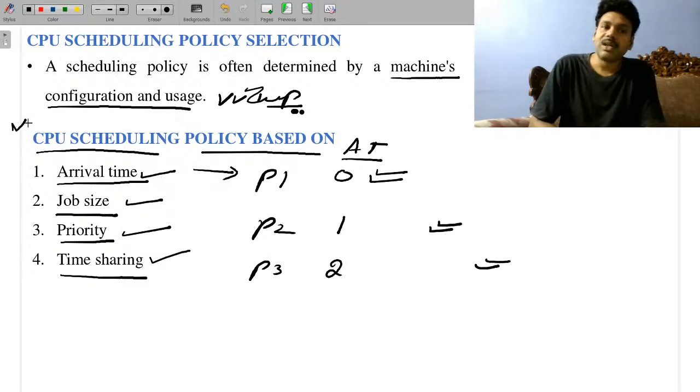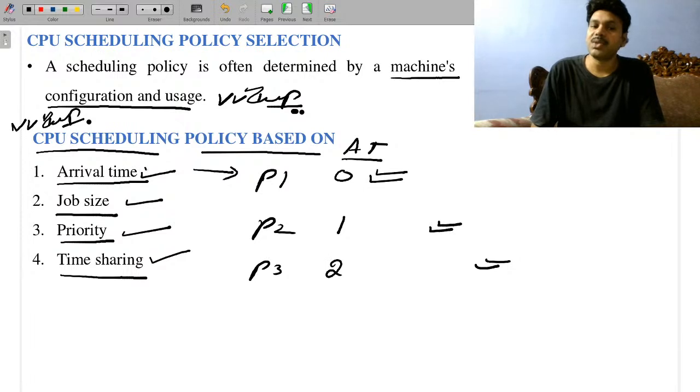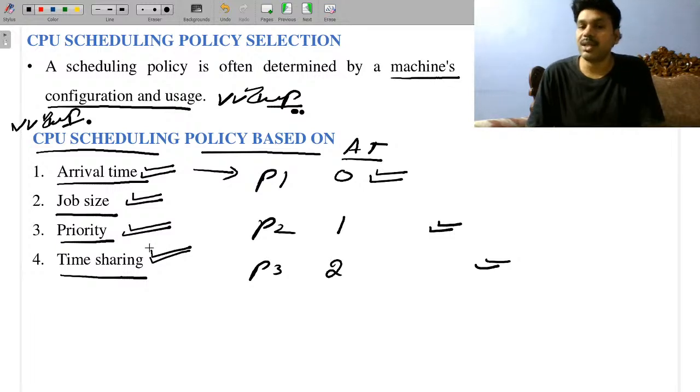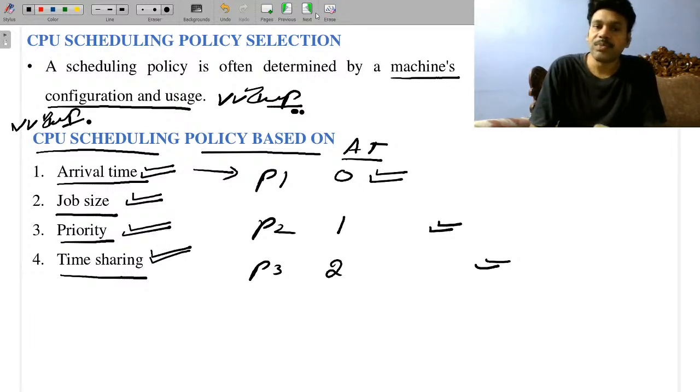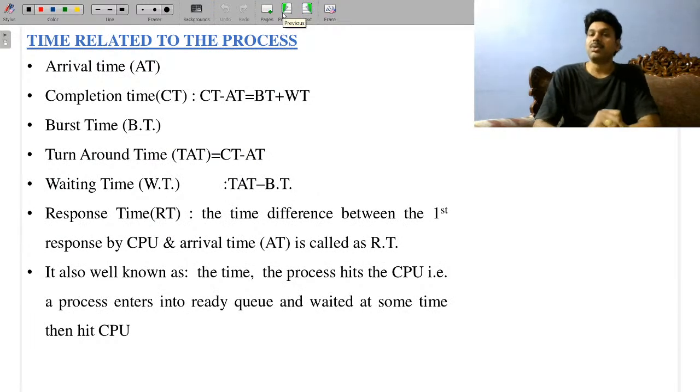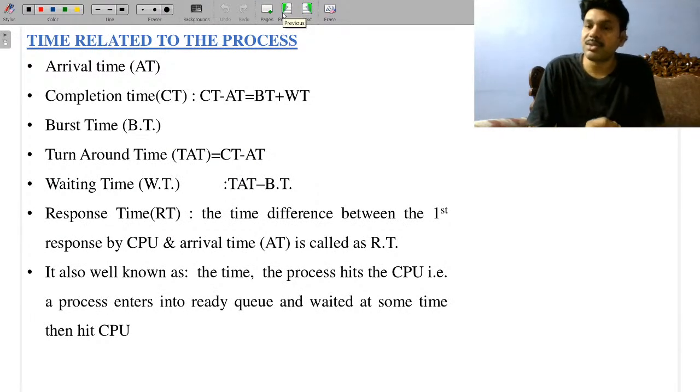And this is also very, very important: how scheduling is being done. Scheduling is done using arrival time, or smaller jobs executed first, or high priority process executed first, and time sharing. Based on time sharing also CPU scheduling is done. We will see all of them. But before that, we learn about a few important time relations.